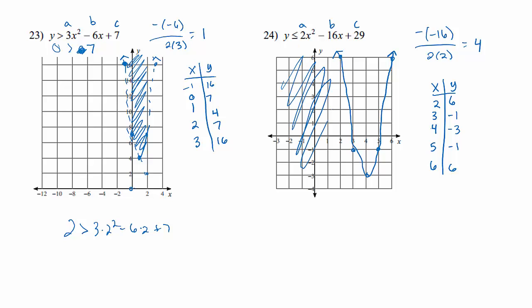Or I could pick, again, 0, 0, and get 0 is less than or equal to 29, which is true, and since it's true, I shade where 0, 0 is, which is outside of my graph.